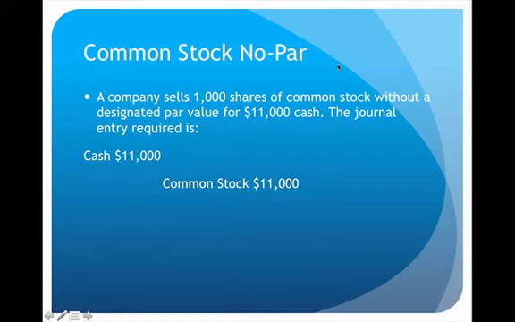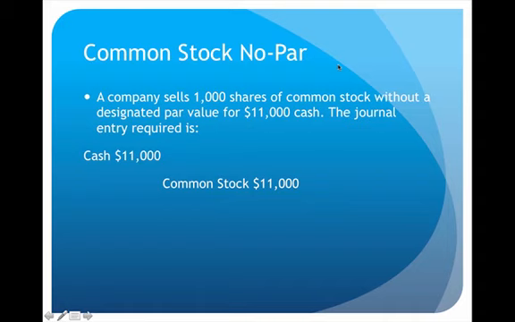Now this next example, this company is going to sell 1,000 shares. It's common stock, but it doesn't have a par value. So that means that for whatever reason, this company neglected to establish a par value. They sold this stock for $11,000 cash. So that opens up a question: what do we do? There is no par value.